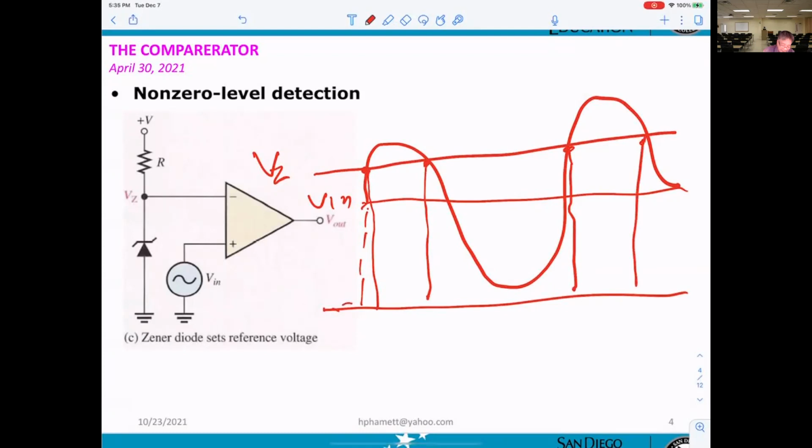So this will be negative saturation. And this will be positive saturation. That's exactly the same. V reference. Okay. So it's basically just a V reference. Either they can use it in a diode or they can use it in a voltage divider, doesn't matter. Okay.